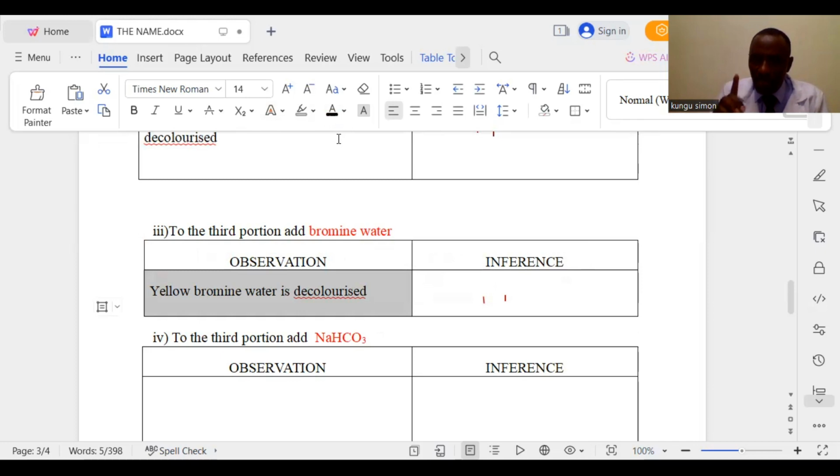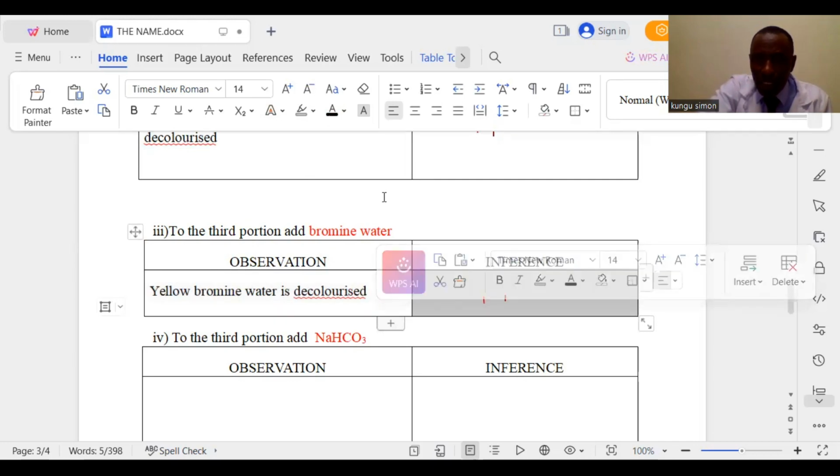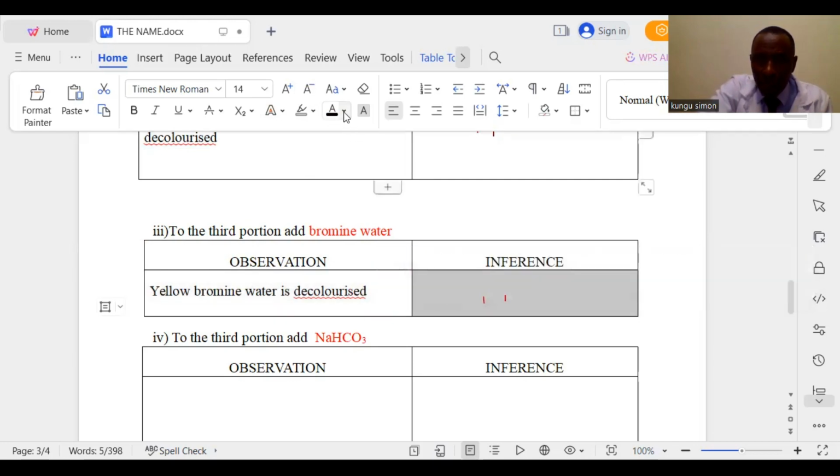And I said here, every time you're using bromine water, you are only talking about the unsaturated organic compounds. It is either a double bond or a triple bond. It is either present or absent. And the fact that the yellow bromine water has been decolorized, we can confirm that the double and the triple, in other words, the organic compound is unsaturated. That's what we're talking about.